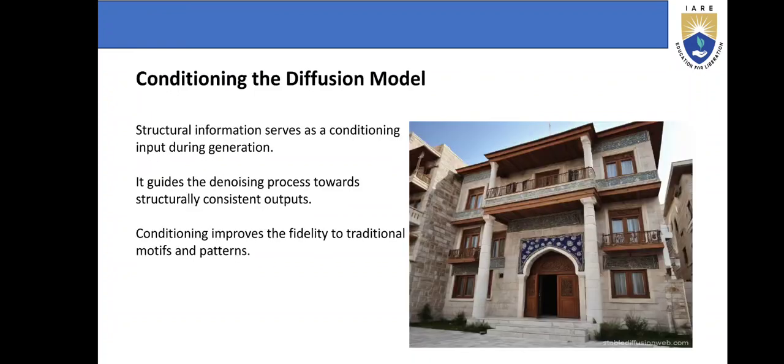Conditioning the diffusion model. Structural information serves as a conditioning input during generation. It guides the denoising process towards structurally consistent outputs. Conditioning improves the fidelity to traditional motifs and patterns.